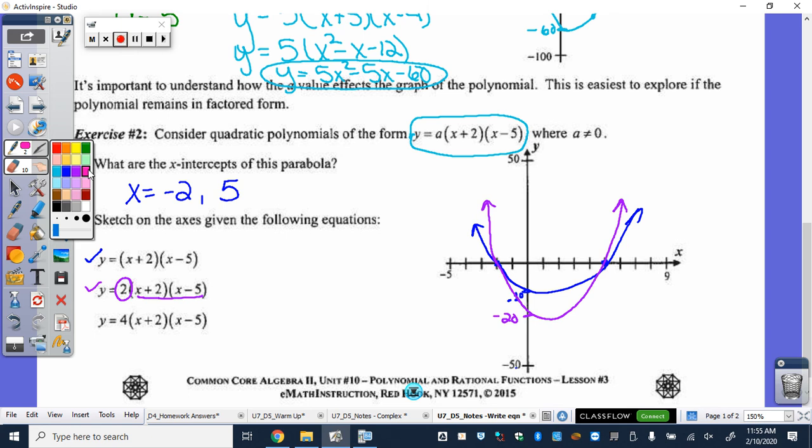And then our third one there, where would our y-intercept end up being for that last one? Negative 40. So it's going to stretch it down even further.